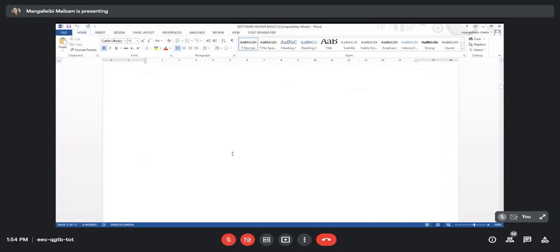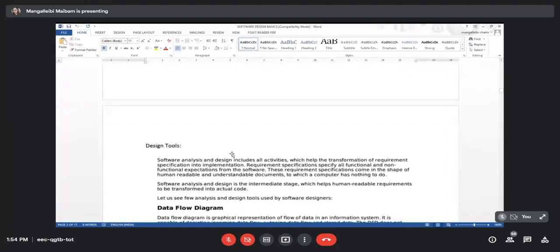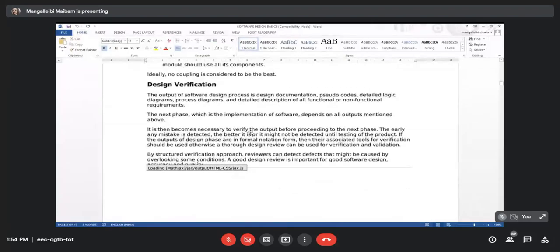So then verification at the end. After finishing your design phase, we need to perform a design verification, in order to check whether the design which you have constructed meets all the requirements, and whether it can be implemented or not. So we have to do a verification process after you complete your design phase.